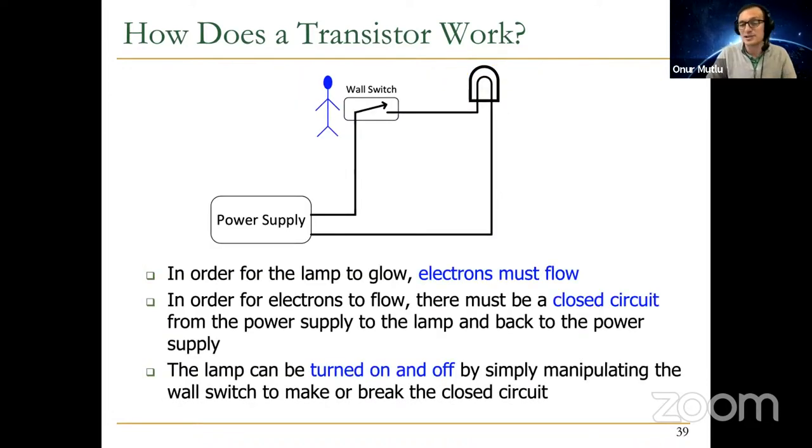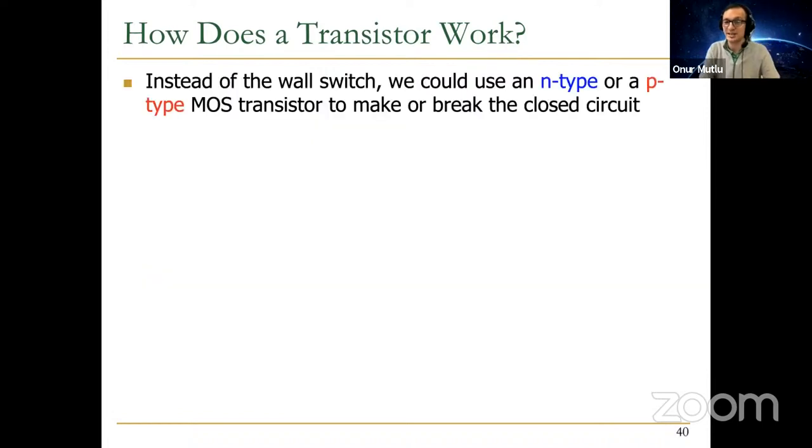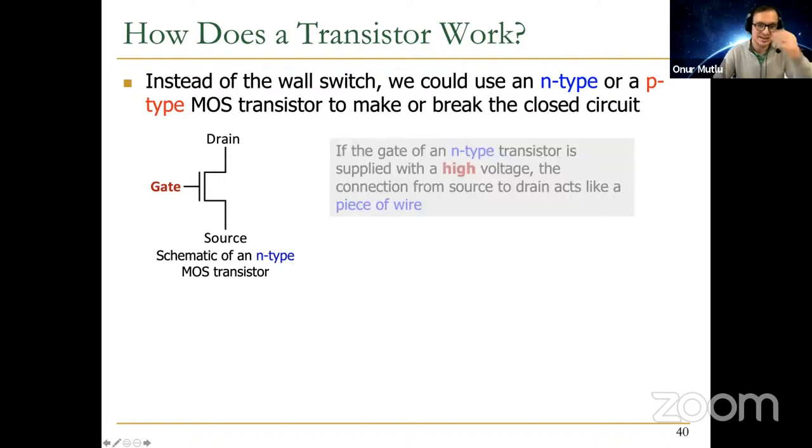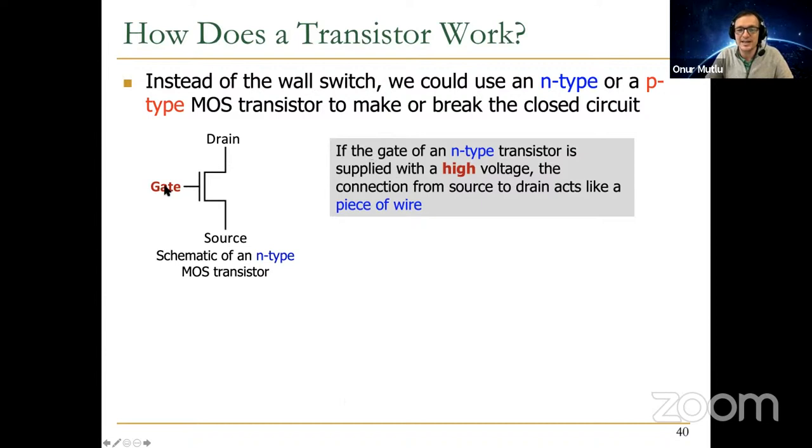So we're going to replace this wall switch with a transistor, essentially. That could be a transistor, actually. Instead of that wall switch, we could use an N-type or a P-type MOS transistor to open or close, or make or break the closed circuit. So this is our transistor. This is the N-type MOS transistor. The reason it works is that if the gate of an N-type transistor is supplied with a high voltage, the connection from the source to drain acts like a piece of wire, meaning you get a closed circuit.